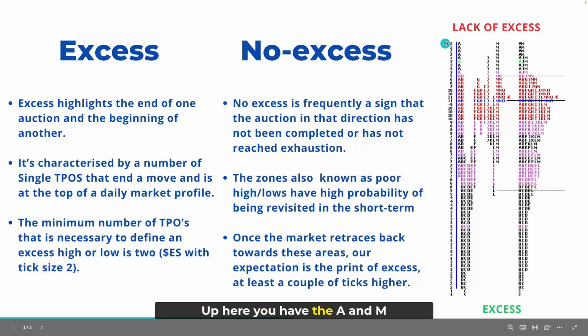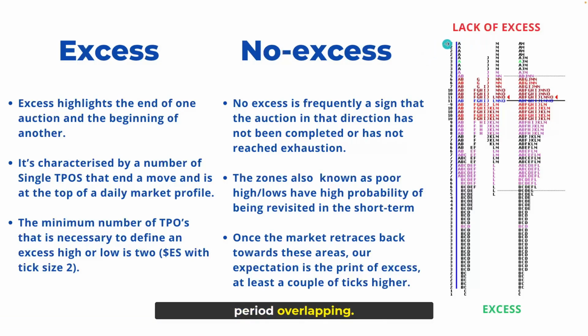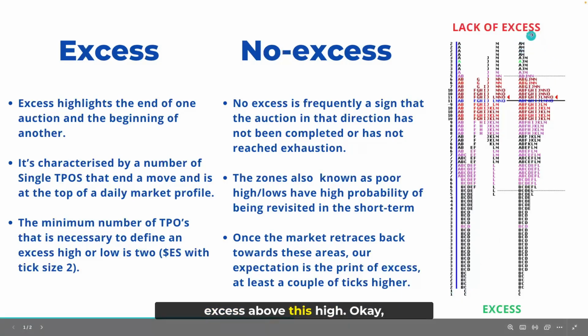Up here you have the A and M period overlapping and you have no excess. So the auction up here is not completed. So what does that tell us for the market structure? It means that this high right here is weak, and once it gets revisited, the odds favor that the market will find at least 2 TPOs of excess above this high.